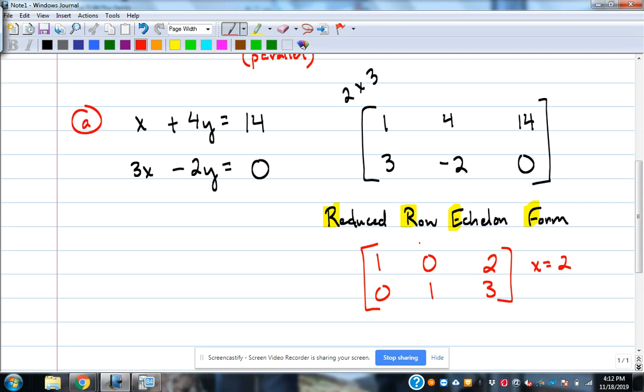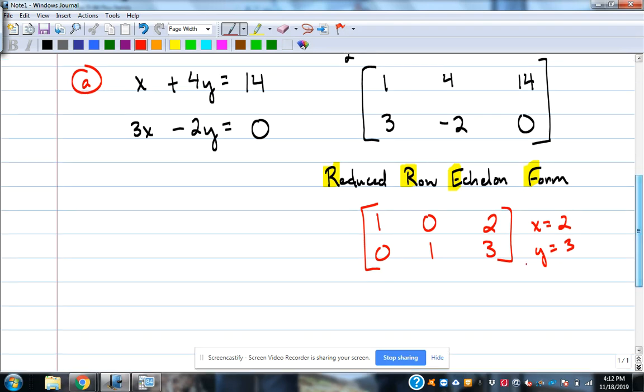Our y value comes from the second row. 0 x's, 1 y is 3. So y is equal to 3. We can get an ordered pair for that. 2, 3. That's how we normally will see our answers, as an ordered pair. When we do 3 variable systems, it'll be like an ordered triple out of that. But it really is that easy.